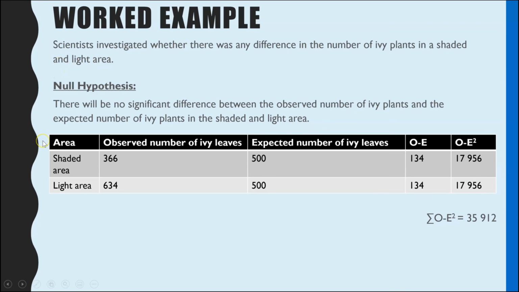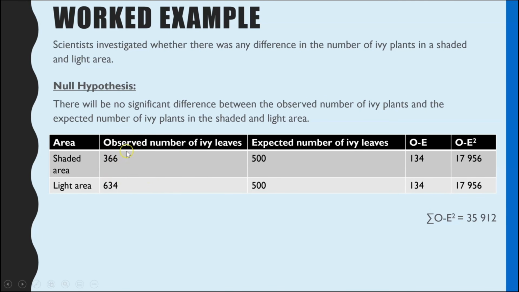So first of all, the null hypothesis. This experiment is looking at a difference and chi-squared is looking at a difference. So in the null hypothesis, you'd be stating there is no significant difference between the observed number of ivy plants and the expected number of ivy plants in the shaded and light area. So you have to include this concept of what you observed compared to what you expect, because in the chi-squared statistic, that is what is being compared.